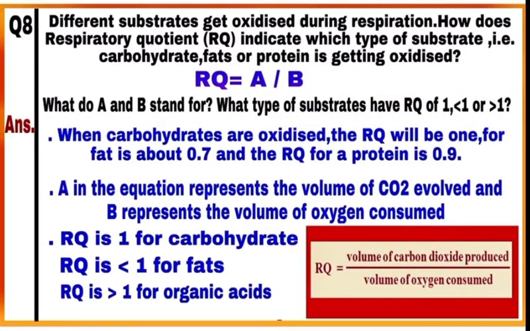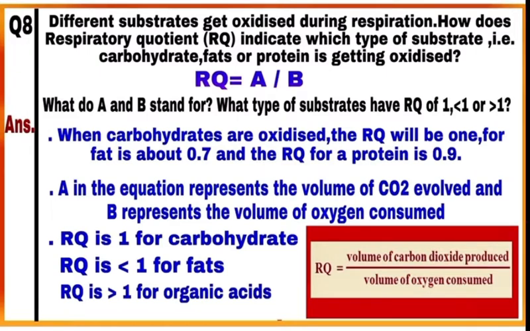Question 8. Different substrates get oxidized during respiration. How does respiratory quotient RQ indicate which type of substrate, that is carbohydrate, fats or proteins is getting oxidized? पहले इसका आंसर चेक कीजिए. When carbohydrates are oxidized, then the value of RQ is equal to 1. When fats are oxidized, then the value of RQ is about 0.7, and when proteins are oxidized, then the value of RQ is about 0.9.